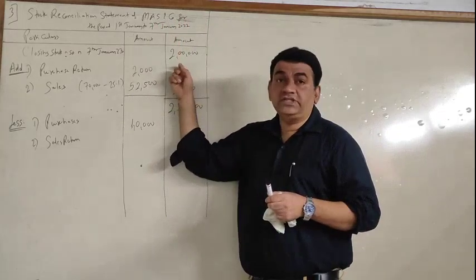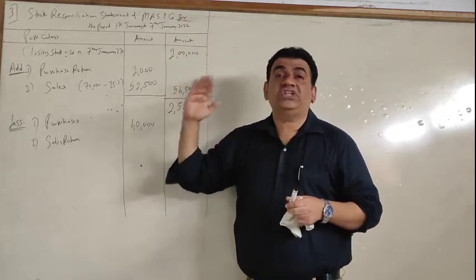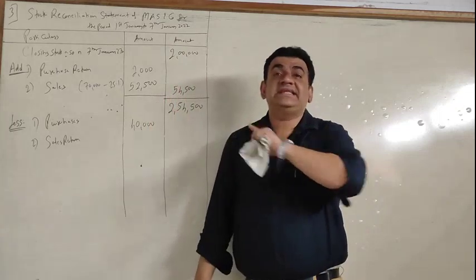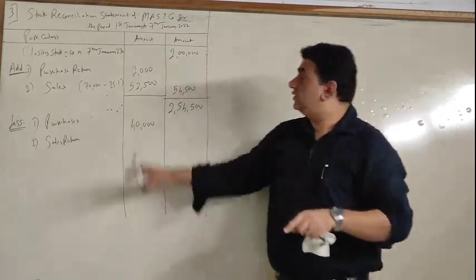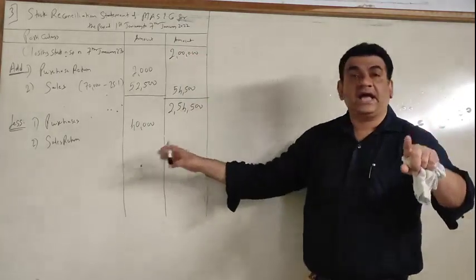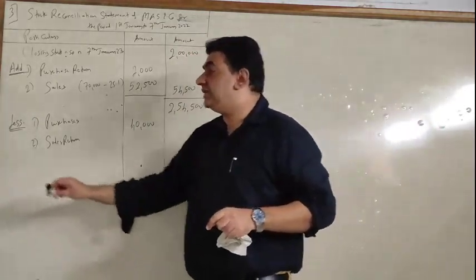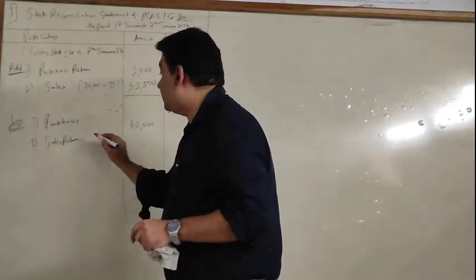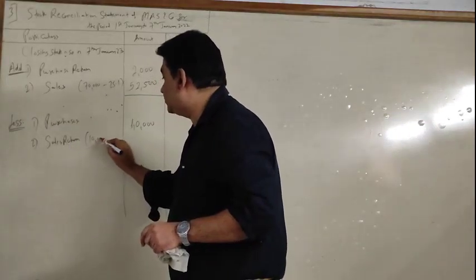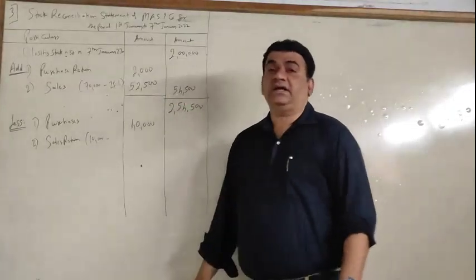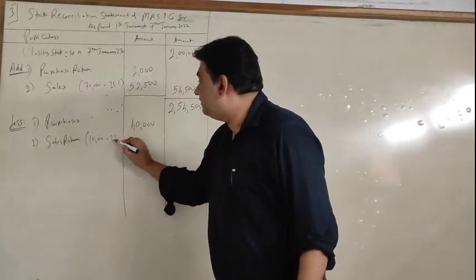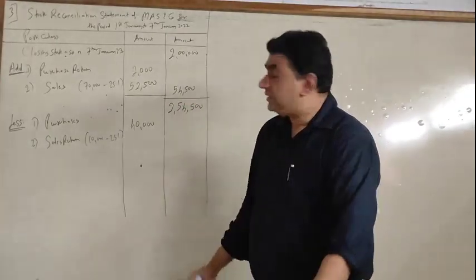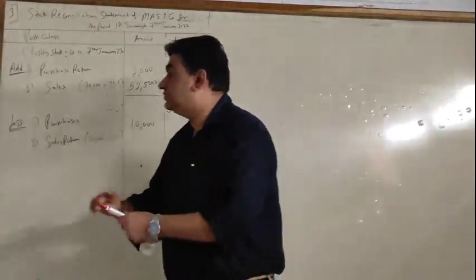It is included in this 2 lakhs, but I need stock on 31st December. On 31st December I should not have this. It is included in 2 lakh, therefore I remove it. And again the same thing. Sales return's sale price is given as 10,000. I want the cost. So from this 10,000, I will remove 25%. 25% of 10,000 is 2,500.